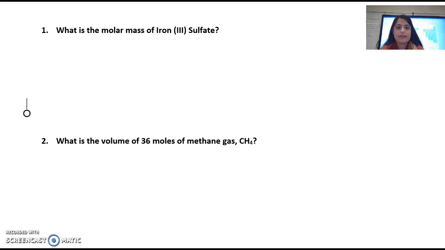Hey guys, these are a couple of calculations just to teach you molar mass if you're still unsure on how to do it, and also formula writing. All right, so this problem here says, what is the molar mass of iron 3 sulfate?